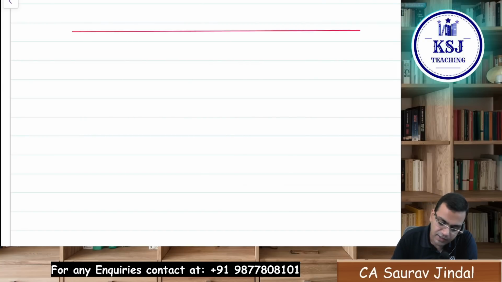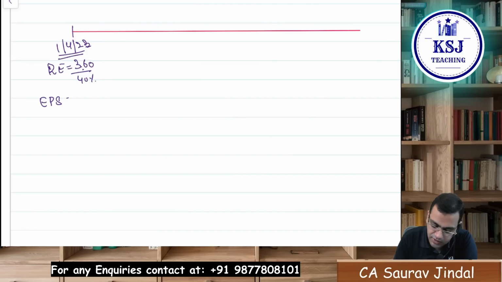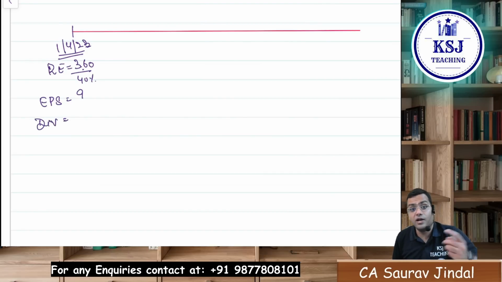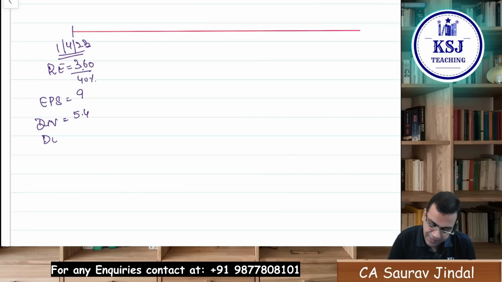According to the question, what is there? Let's see. 31st of March 23, or I can say 1st of April 23. Here the retained earnings are given to you, 3.6, and it is 40%. So can you tell me what will be your EPS? It is 3.6, so EPS will be 9 rupees. So can you tell me what will be the dividend? If 40% you are retaining out of EPS, that means 60% you are distributing, right? So 60%, that is 5.4. This 5.4 is D0.